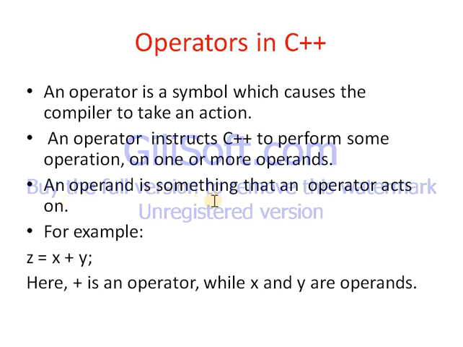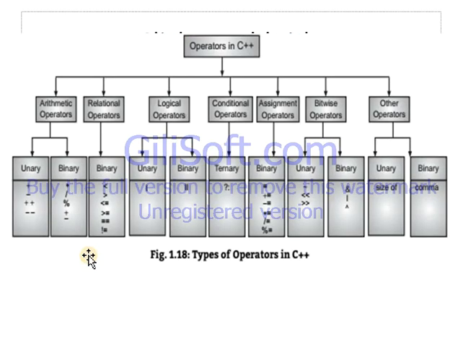An operand is something that an operator acts on. For example, there is an expression z equals x plus y, where plus is an operator while x and y are the operands. Here an addition operation is performed. In that addition operation, plus is an operator and x and y are the operands.